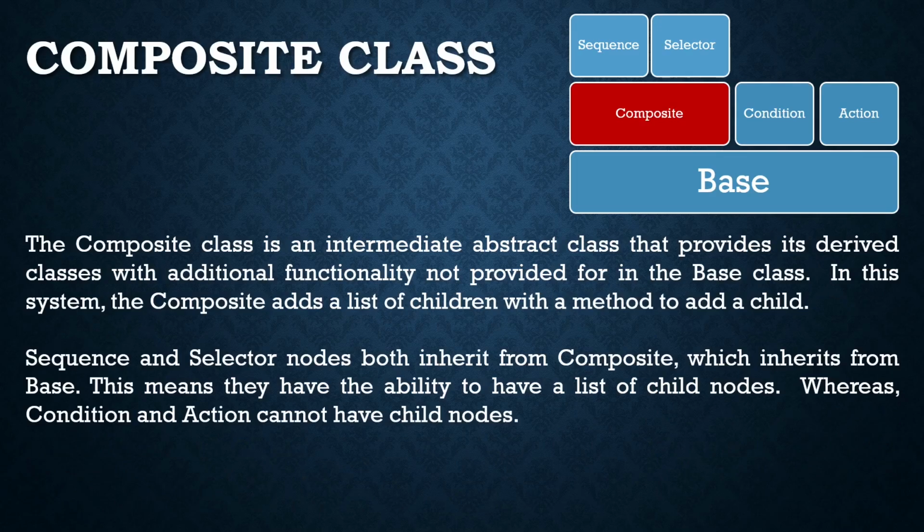Composite class. Now, in my implementation, the composite class is just an intermediate abstract class that provides its derived classes with additional functionality that's not provided for in the base class. So in this system, the composite adds the ability to keep a collection of children. So sequence and selector both inherit from composite, and they have the ability to have children, whereas condition and action do not have children and cannot have children in this system.